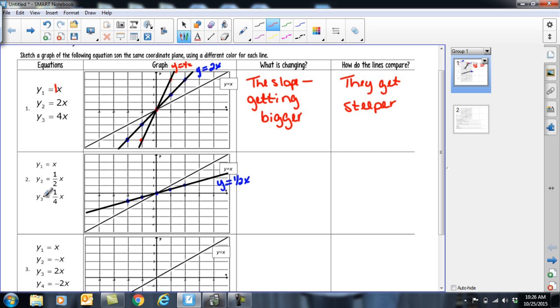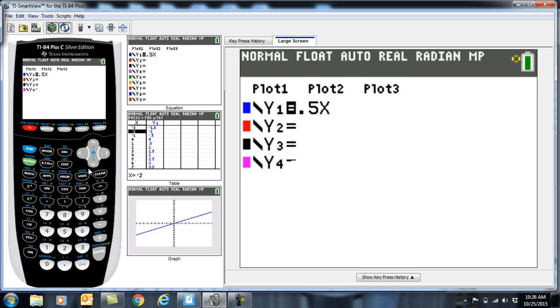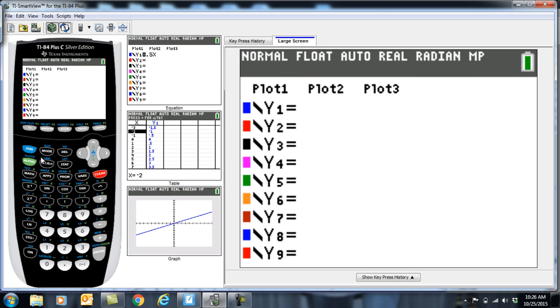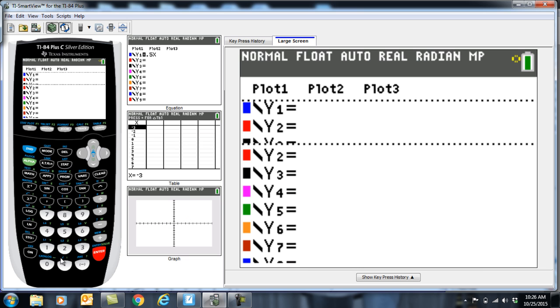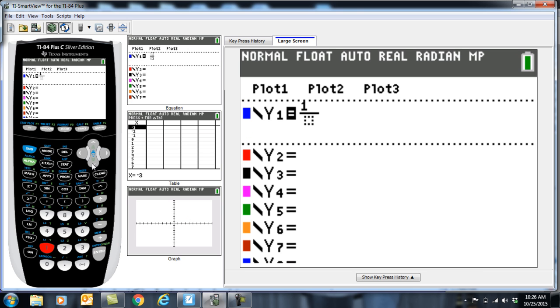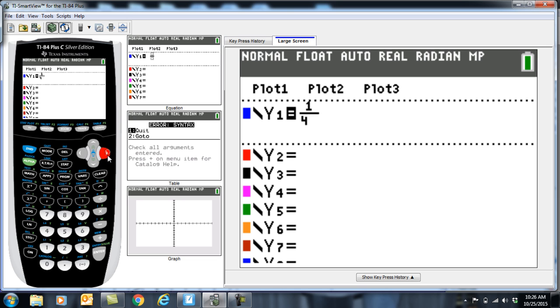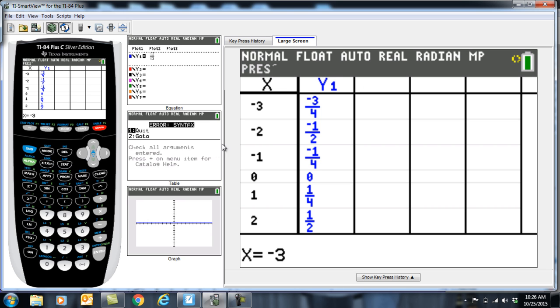And so now let's do the 1/4 x. I'll do the same thing with my calculator. I'll go to y equals, and this time we'll do the fraction. So I'll go alpha y equals to make a fraction. And so I do 1/4, and then I have to hit the right arrow to get out of the fraction, x. And then I'll go second graph, make my table again, and we'll do the same thing.